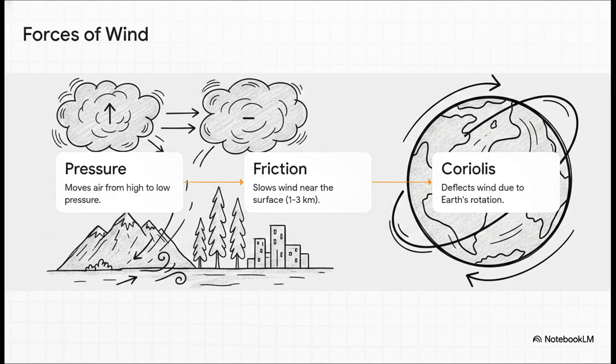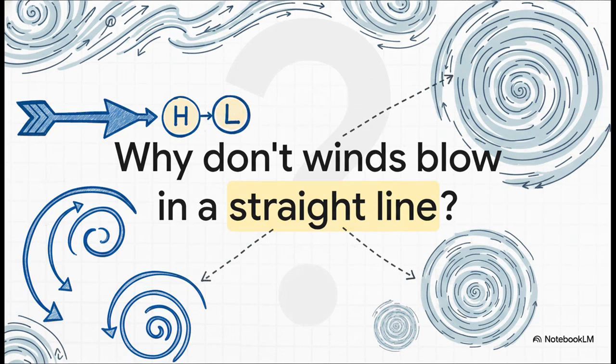Second is the frictional force. The Earth isn't a perfectly smooth marble. Trees, mountains, buildings, basically the Earth's giant speed bumps, drag on the wind and slow it down, mostly in those lower 1 to 3 kilometers of the atmosphere. And then, there's a third, much stranger force at play. Which actually brings us to a huge question. If the pressure gradient is pushing air directly from high to low, why don't winds just blow in a straight line? Seriously, why do weather systems always look like giant swirling spirals on satellite maps instead of straight arrows?